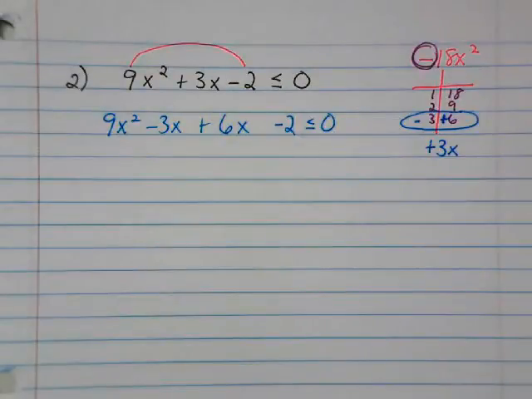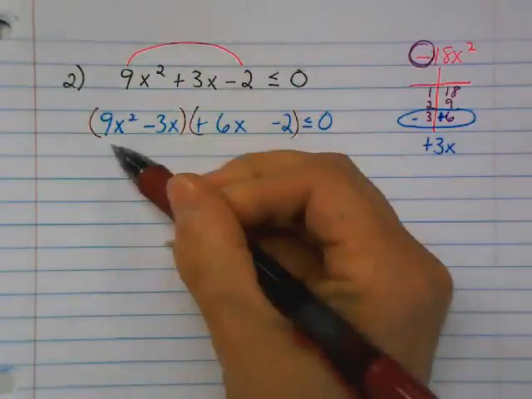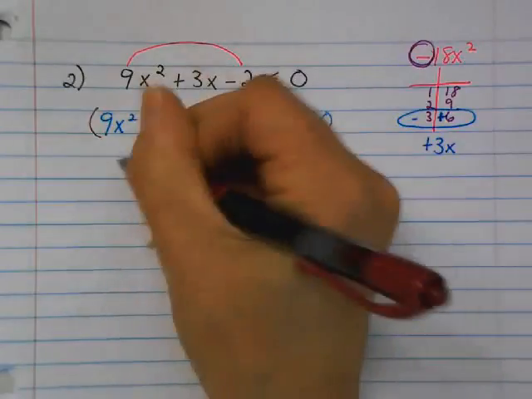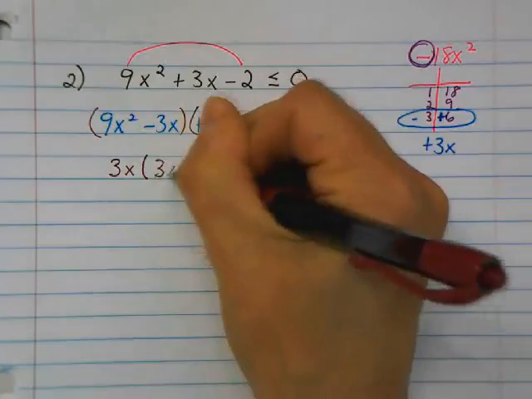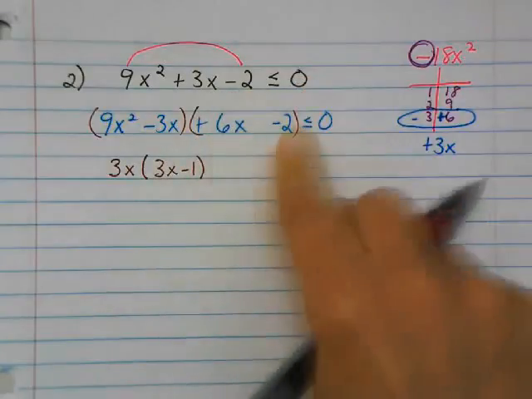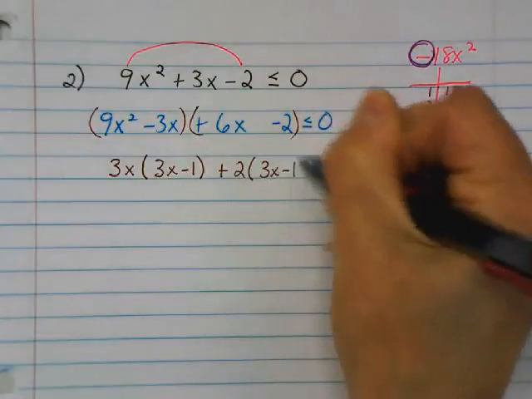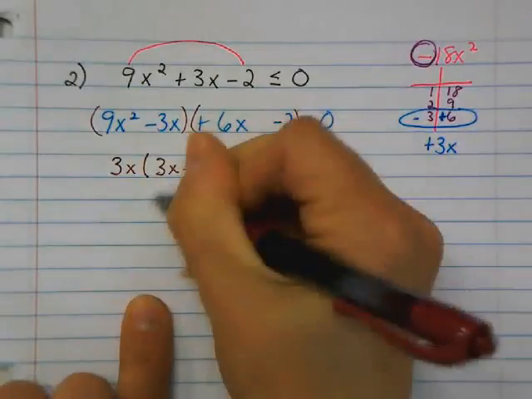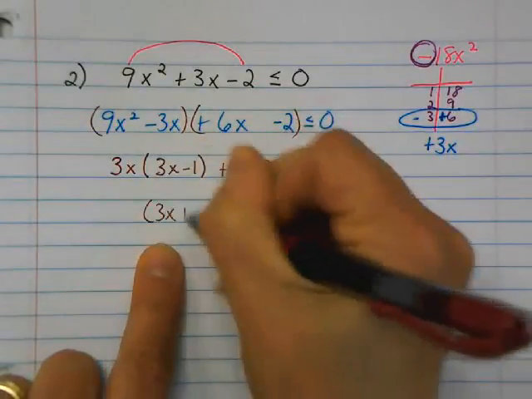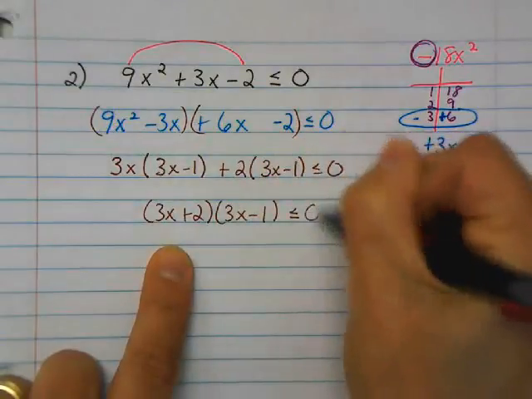Now we group and group. So what did this first group have in common? They have a 3x. And that gives me 3x minus 1. And my second group has a 2. And I get 3x minus 1. And remember, this is where you do your test to make sure that you're right. So I have 3x plus 2, 3x minus 1 is less than or equal to 0. Okay, this is important because these are what we're going to be plugging into.